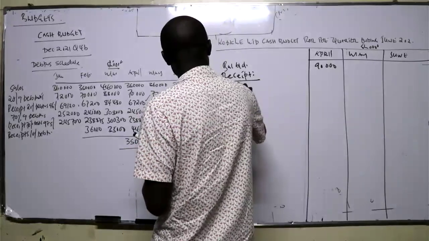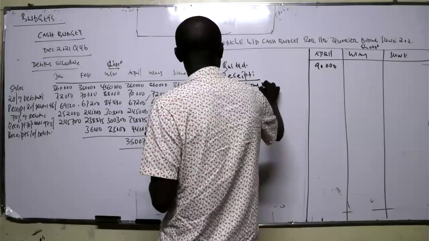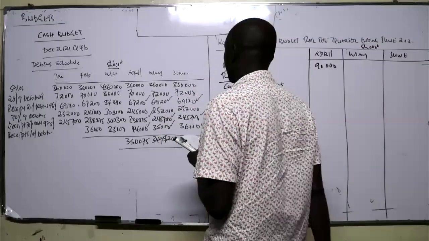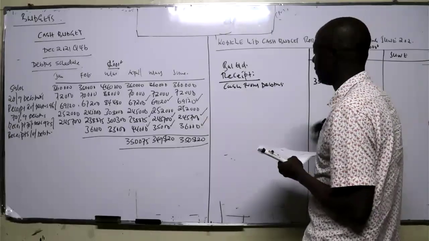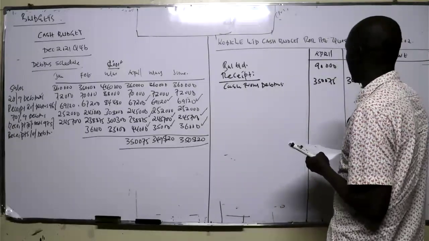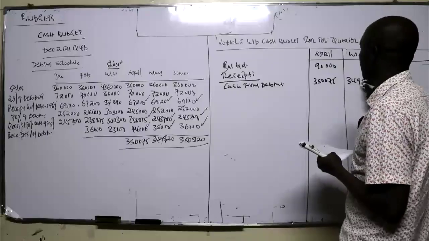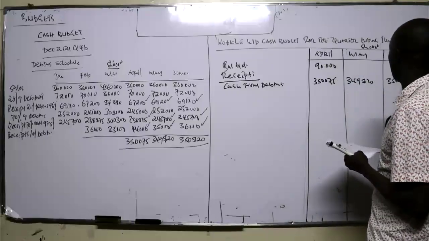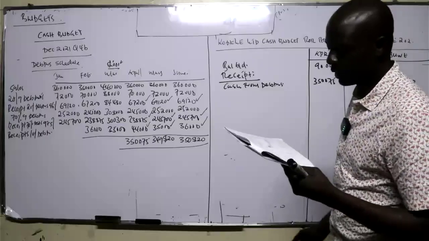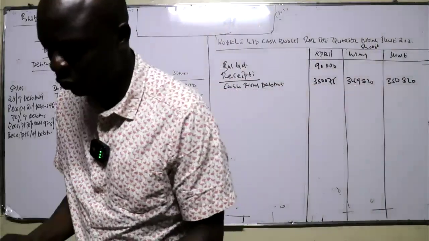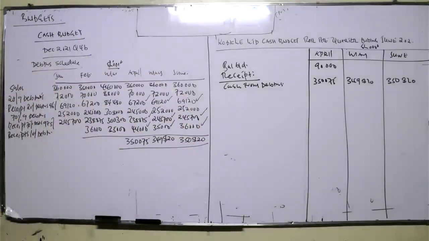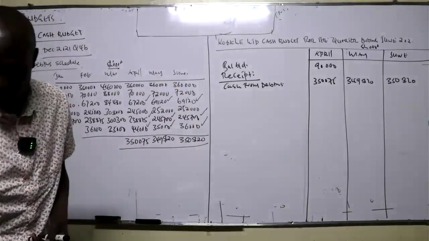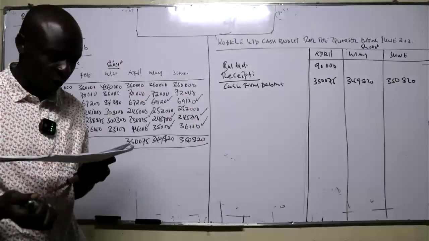We have cash from debtors. So in April, they are receiving how much? 300,075. This one is 349,820. And this one is 350,820. Then we check whether they have another source of income. So another source of income is which month?